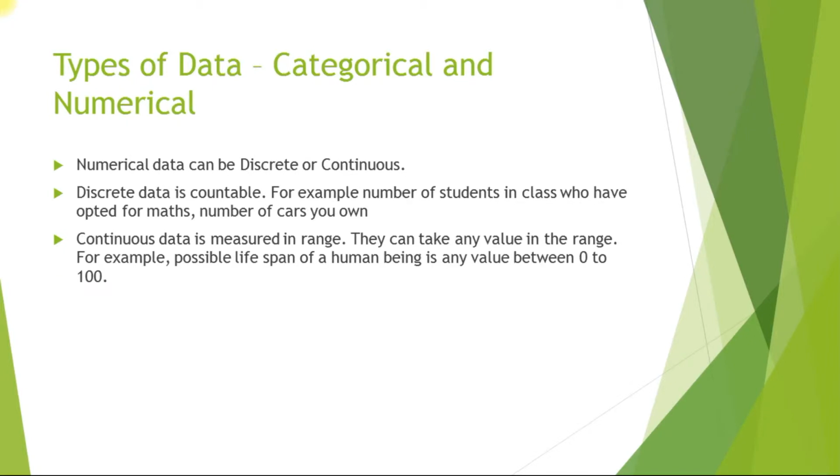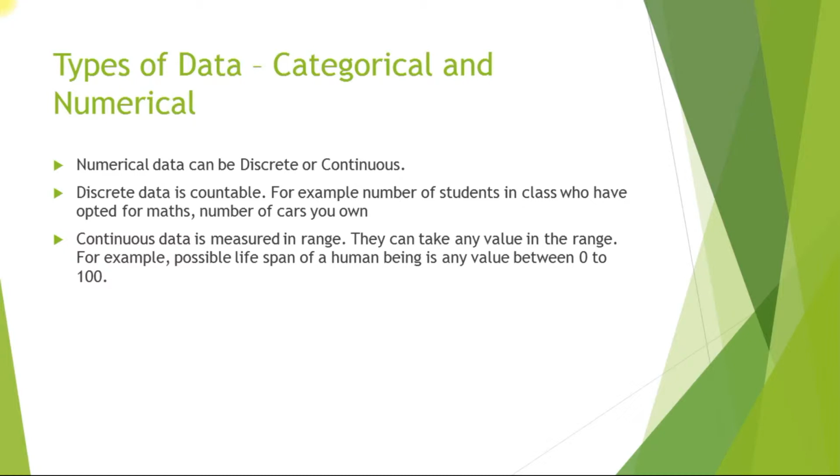Okay, so even numerical data can be discrete or it can be continuous. So what do I mean by discrete data? Discrete data is something that is absolutely countable. And the example can be the number of students in a class who have opted for maths or the number of cars you own. You may own 2 cars, 3 cars, or there can be 50 students who have opted for maths. So we have a concrete number or count for this data.